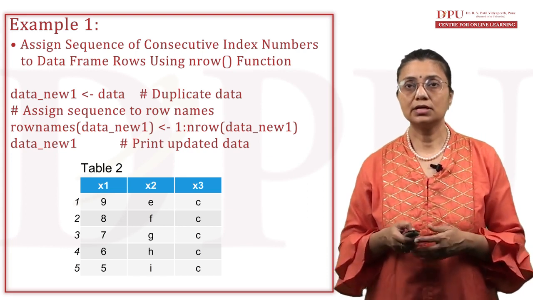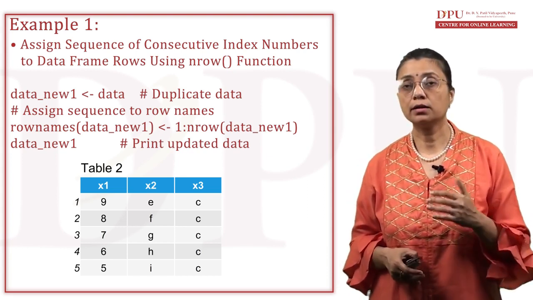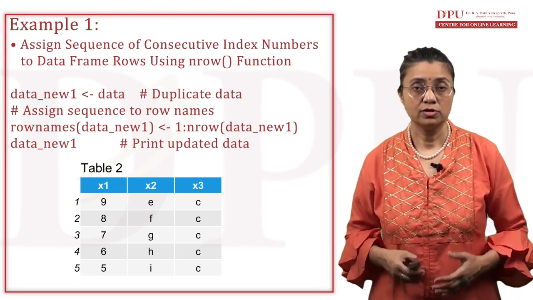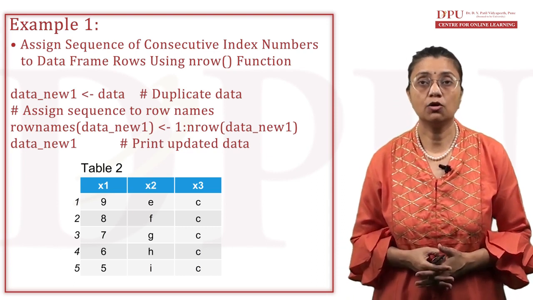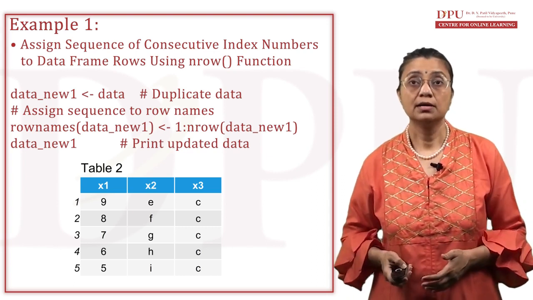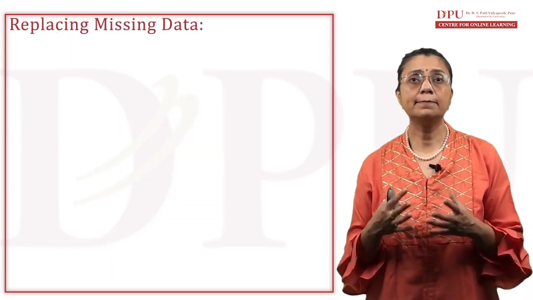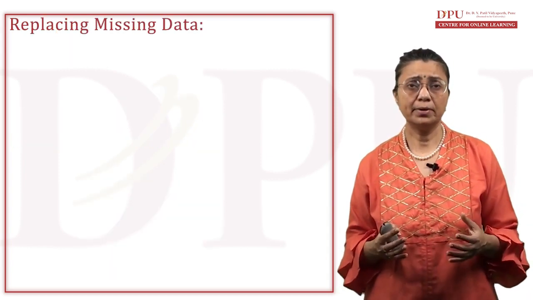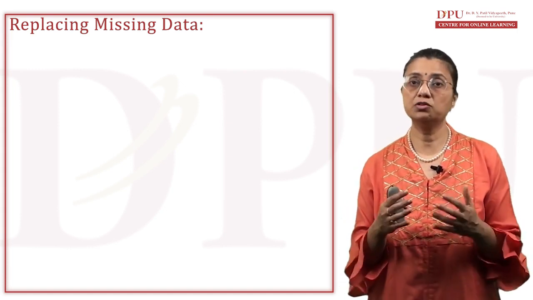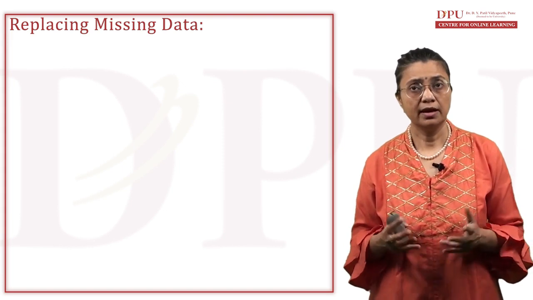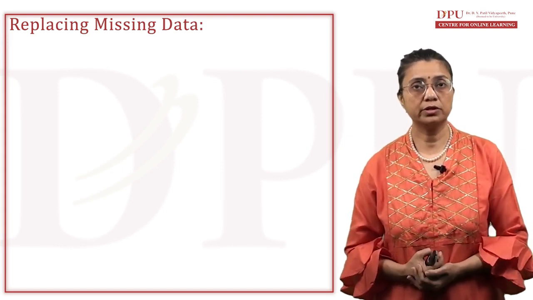You can see here that table 2 is printed on the screen and the row names are 1, 2, 3, 4 and 5. So we have 5 rows, and in the 5 rows we have 3 columns x1, x2, x3 that we generated with the help of our data frame. So students, replacing missing data depends from company to company and on their policies. Every company has rigid rules and they work according to those rules.